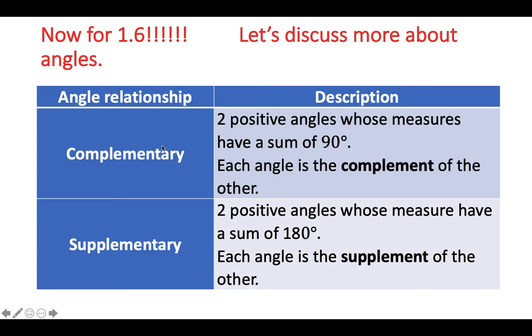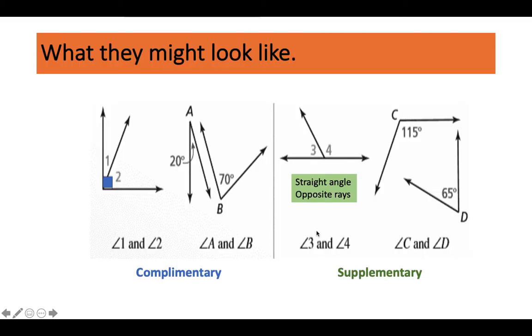So, complementary, two positive angles whose measures add up to 90 degrees. Supplementary, two positive angles who add up to be exactly 180. Exactly 90, exactly 180. So here's what it looks like. Angle 1 plus angle 2 equals 90 degrees. You see that square? Angle 1 plus angle 2 is 90 degrees.